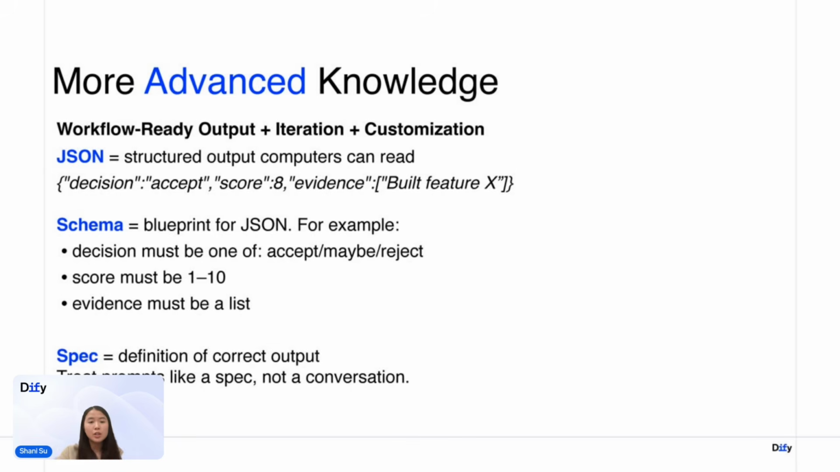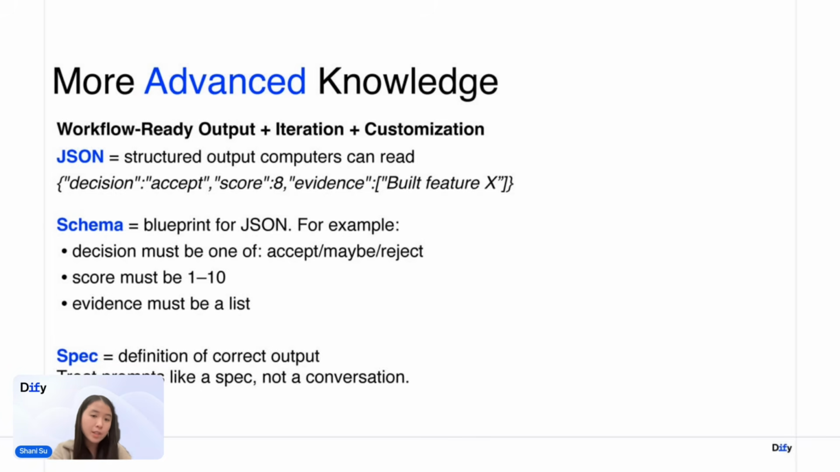Some more advanced knowledge that might also be helpful covers workflow-ready outputs, iterations, and customization. A JSON is a structured output that computers can read. In the case of iterating through resumes, that can be the decision of whether or not a person is accepted, the evidence behind it, and their score for their resume. This is all information that you can imagine we might need to feed somewhere else, which is why we want to output it in JSON format so that another machine is capable of reading it.